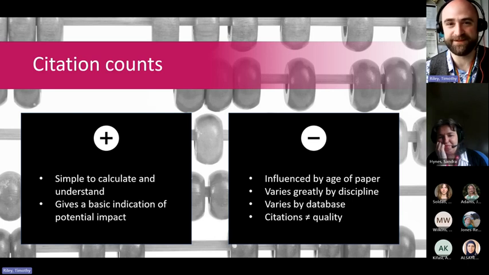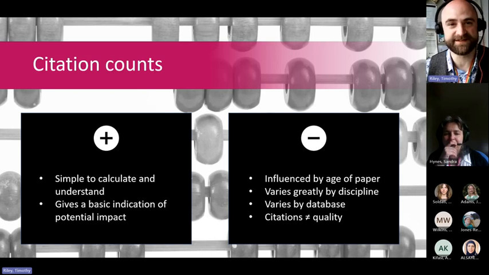Also varies greatly by discipline. So thinking about the humanities, if you're maybe writing a paper in history, it's probably likely not to be cited as many times as a paper from the medical sciences. Maybe it's something about COVID or cancer, which is obviously likely to get a lot more citations than something in a more esoteric area of the humanities.